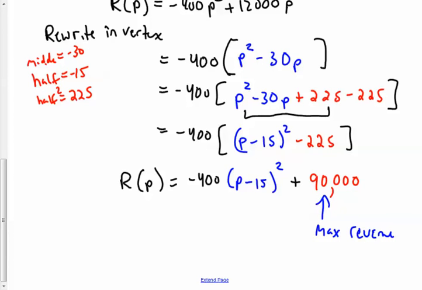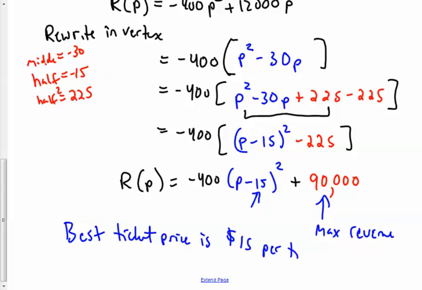But we were looking for, what is this optimal ticket price? Well, the ticket price is really the input value, or the x value. So the best ticket price is $15 per ticket. When I sell tickets for $15 each, it's saying the concert hall is going to make a revenue of $90,000 on this concert.